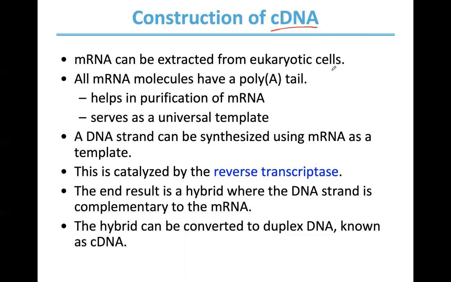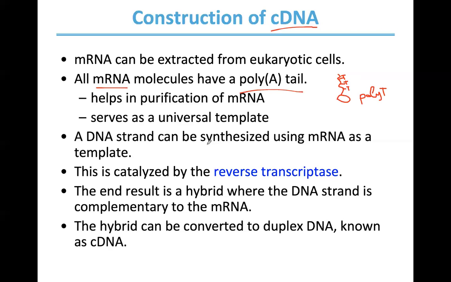Messenger RNA is extracted from eukaryotic cells. Now, keep in mind that something very useful for us is that messenger RNA molecules have polyadenine tails. And that's actually very useful in purification of messenger RNA. So for example, if you have a bead and you have an oligonucleotide that is poly-T, then poly-T can help you isolate poly-A, and you can purify messenger RNA much easier.